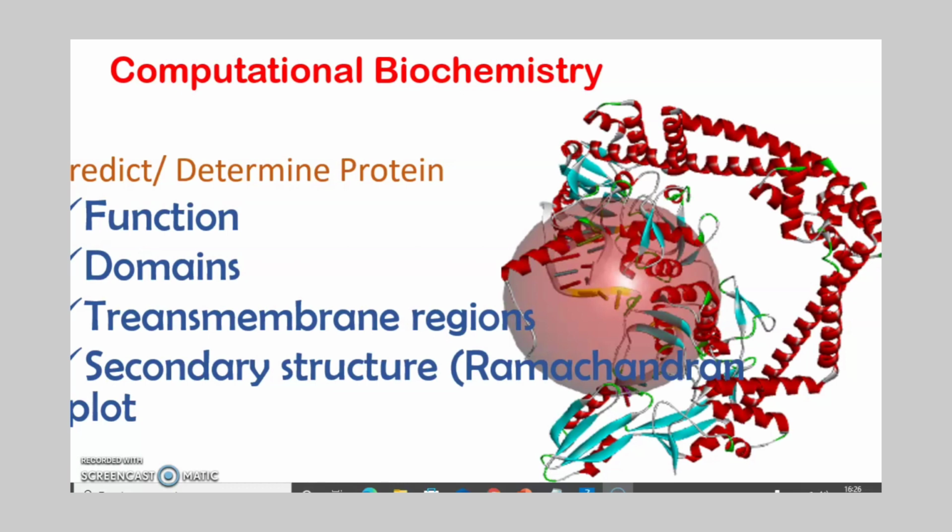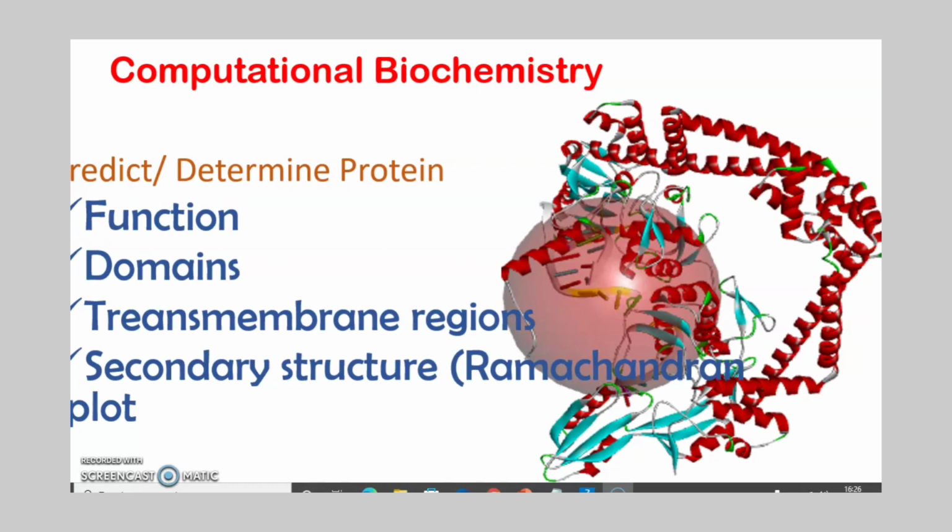In this lecture series we'll look at how to predict protein function, how we can determine the function of a protein, the different domains of the protein, and the transmembrane region. For example, those segments that span across membranes. So how do we determine which part of the amino acids, which part of the protein segment, is embedded in the membrane?